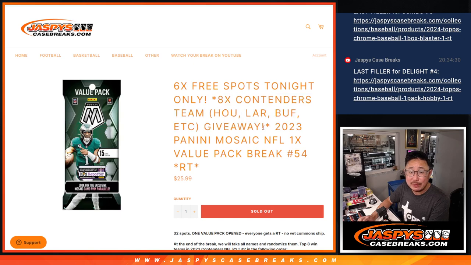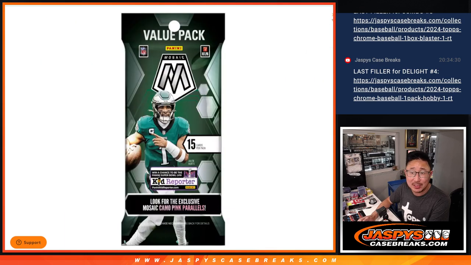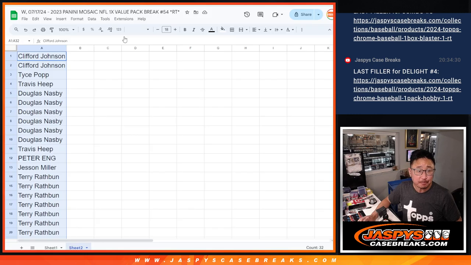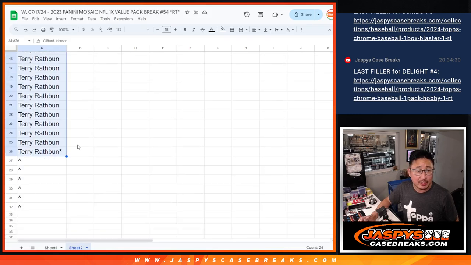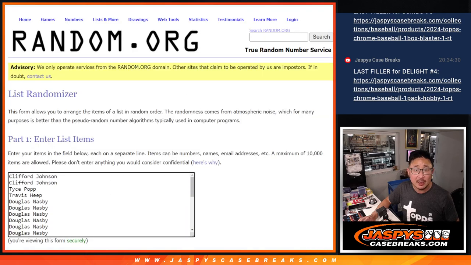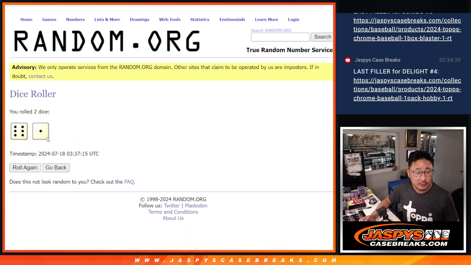Giving away eight teams and contenders, including the Texans, the Rams, the Bills, etc. And we're giving away six spots within the pack break. So let's gather everybody's names here, 1 through 26. We're only sold 26 spots out, right? We're giving six away. So top six after seven.